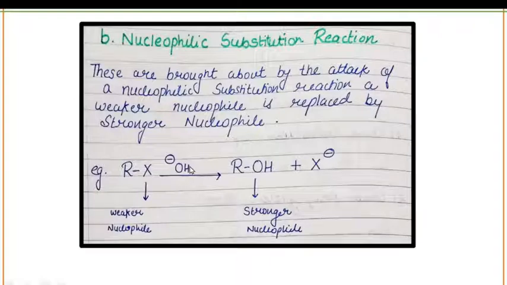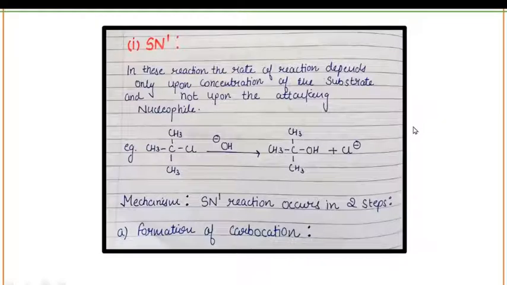That's why OH minus, a strong nucleophile, will replace this and makes the formation of ROH, that will be your stronger nucleophile, and X minus, that is your weaker nucleophile. Okay, now number one kind of reaction is SN1 type of reactions. In these reactions, the rate of reaction depends upon the concentration of the substrate.